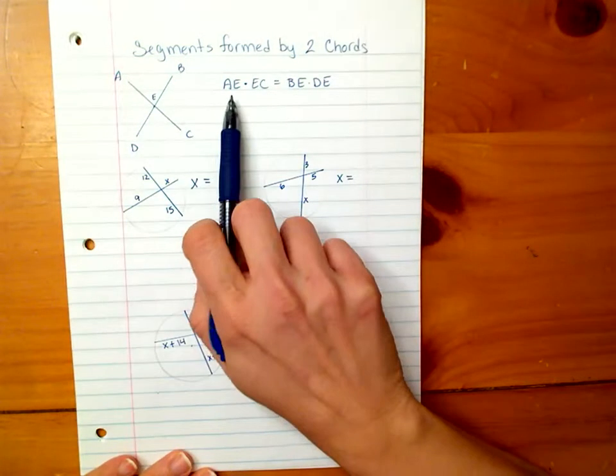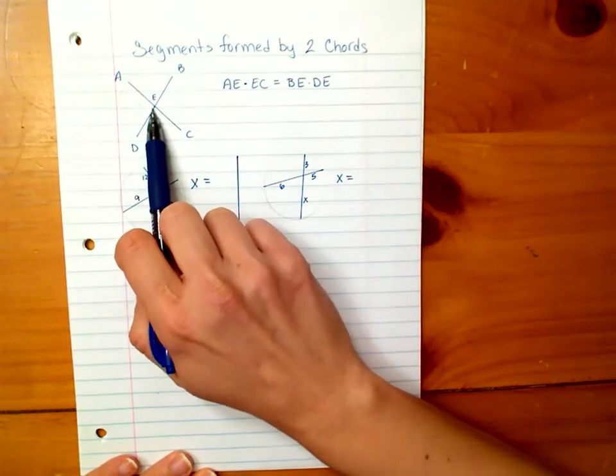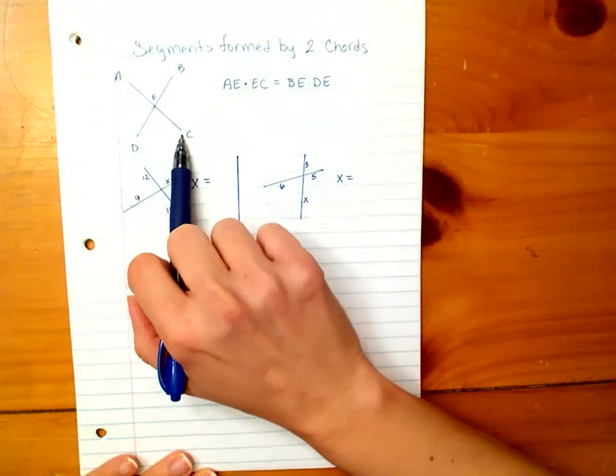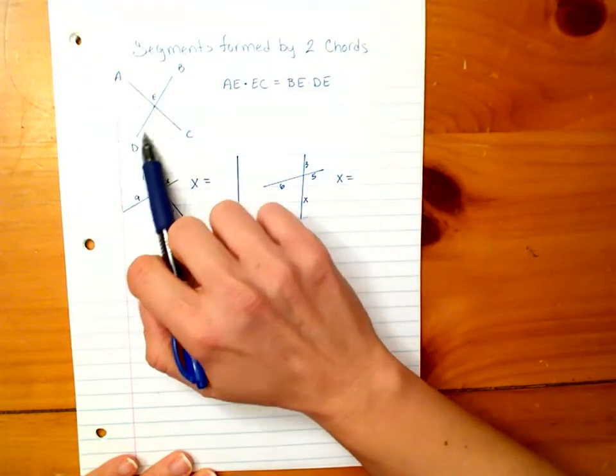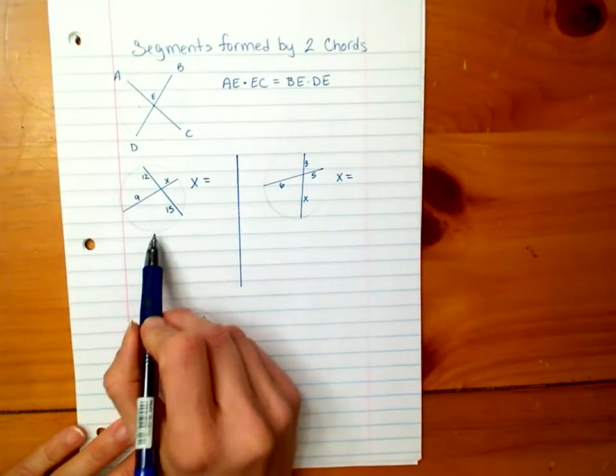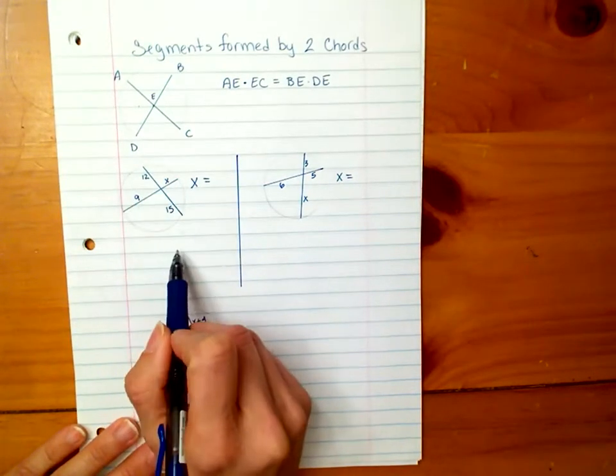The formula says AE, this part of the chord, times CE, the other part of the same chord. If you multiply those two together, it equals this part times this part. So that's going to be our formula that we're using. So here are two chords intersecting inside a circle.